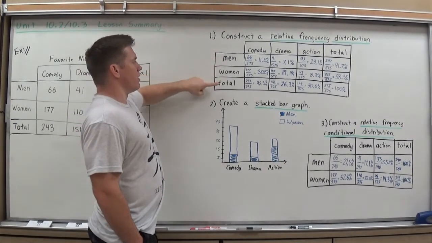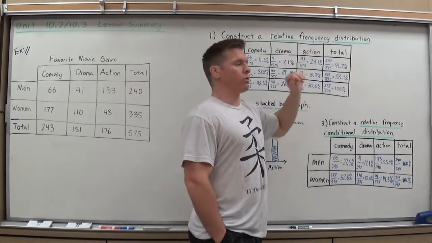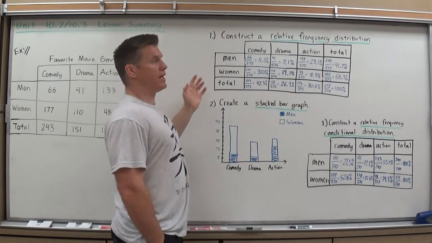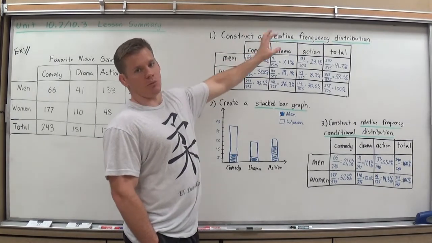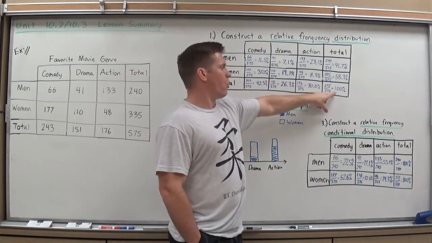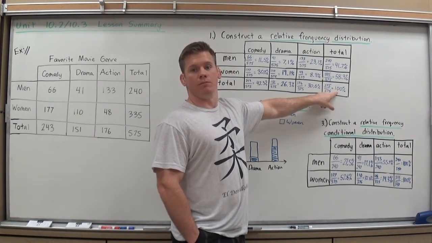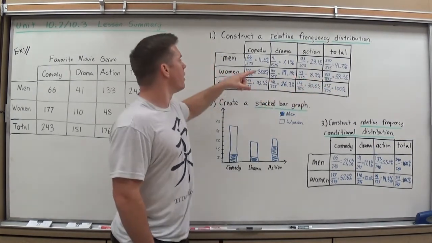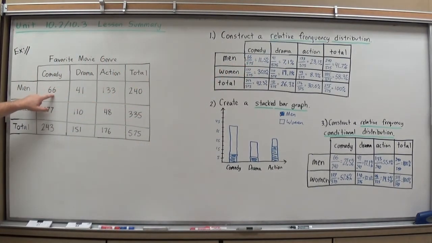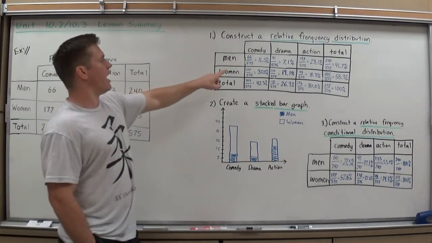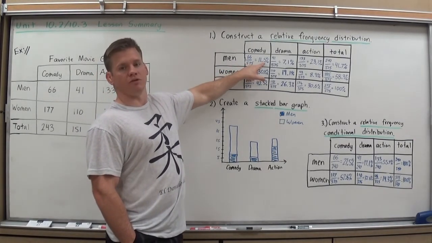We'll have men, women, and a total line, and categories comedy, drama, action, and a total column. And we're going to do the percent in a relative frequency distribution based on the total of all the people in the survey. So your bottom right number should be what you're dividing by. You'll notice in every single one of these, for this one, I took 66, divided it by 575, and then converted it to a percent and rounded it to the nearest tenth place.